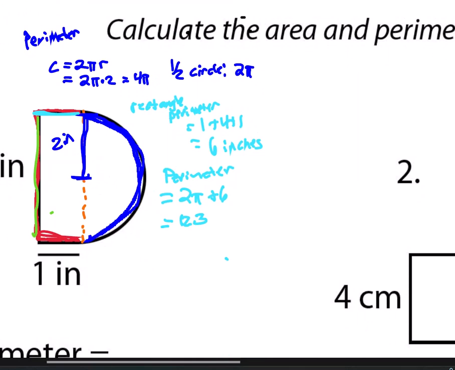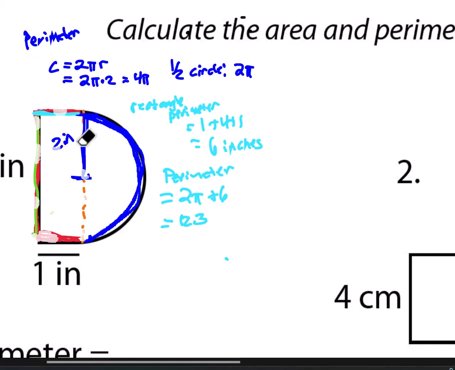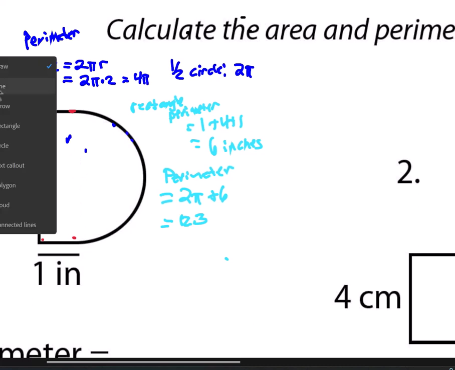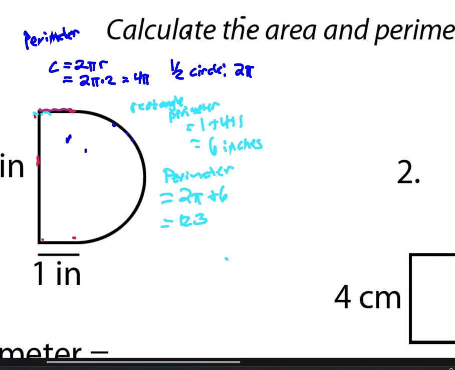Now, next we have to do the area. And again, you have to decide, you have to look at it, and you have to say, okay, well, what are my shapes? And what parts of those shapes do I have? So we see that we have half of a circle, and we actually have an entire rectangle. Even though we don't have all the sides of it, we have all of its area. So when I shade this in, so I have a rectangle right here. I have an entire rectangle, so that's my area.